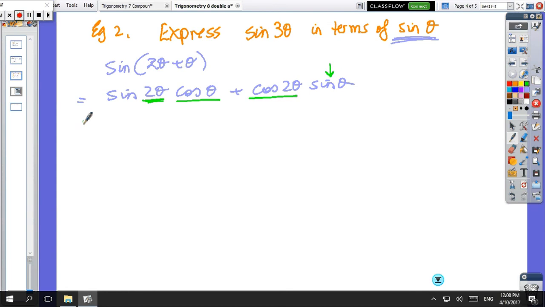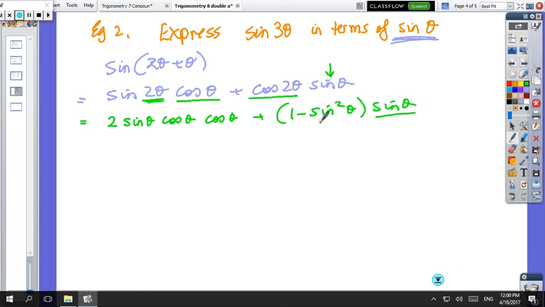Okay, so now we look at sine 2 theta as 2 sine theta cos theta, and then we've got another cos theta from that one. And then cos 2 theta has 3 variations, but I only want the one that's got sine theta. So I'm going to use 1 minus 2 sine squared theta and sine theta. So now I've got sine theta, sine theta, sine theta, and I've just got to get rid of those two cosines. Okay, so I've got 2 sine theta.